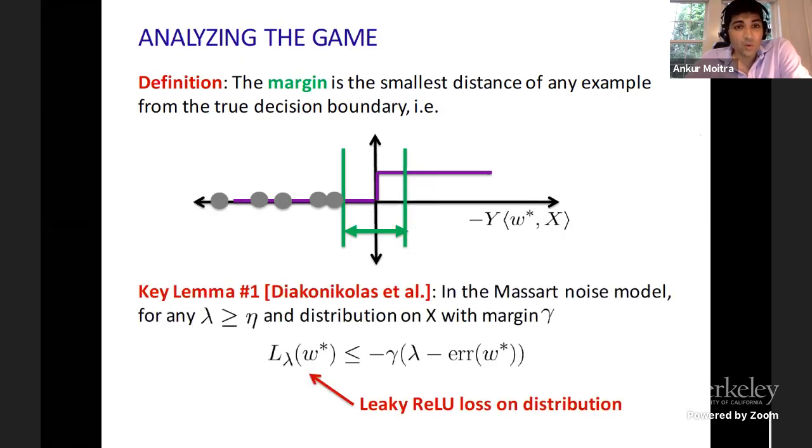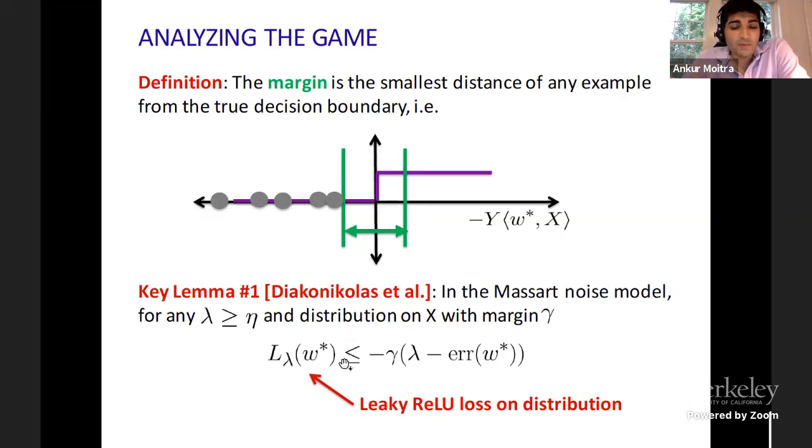So we're only going to have 2 key lemmas, and that'll actually complete the proof, modulo 1 minor extra detail. Let me tell you the first key lemma. We can actually borrow it from some previous work. Key lemma number 1, due to Diakonikolas et al., is that in the Massart noise model, let's say you choose your lambda parameter, which remember is the parameter in the leaky ReLU loss, in such a way that it's at least as large as eta, the upper bound on the noise rate. And your distribution on X has some special property that it has margin at least gamma.